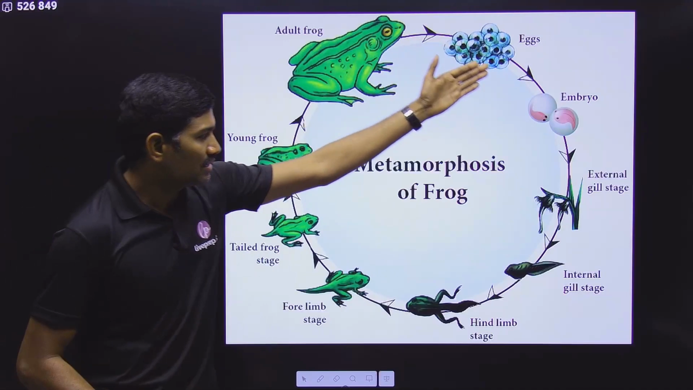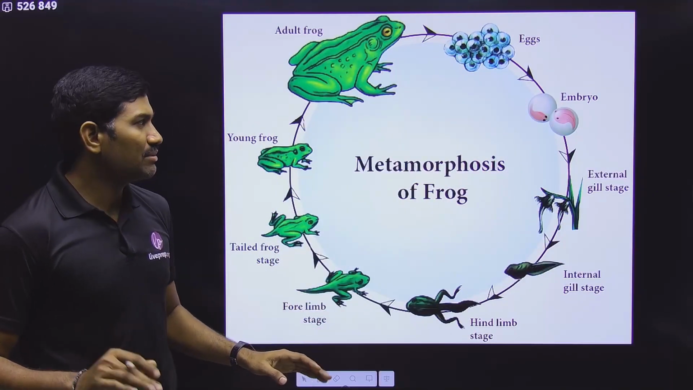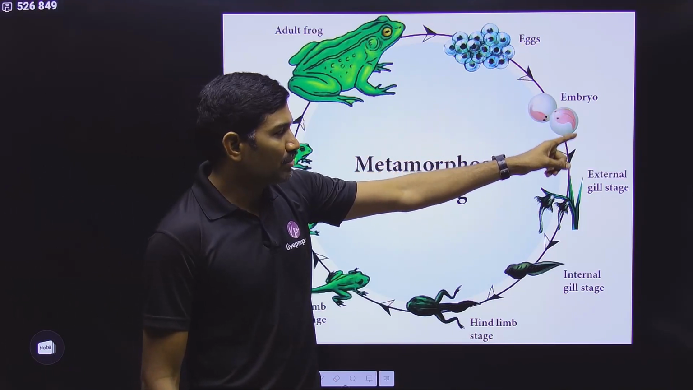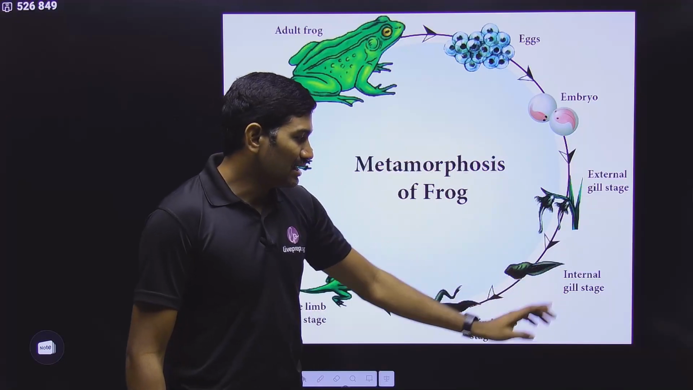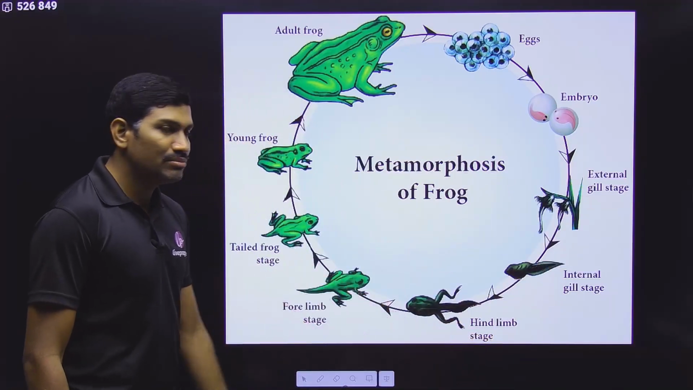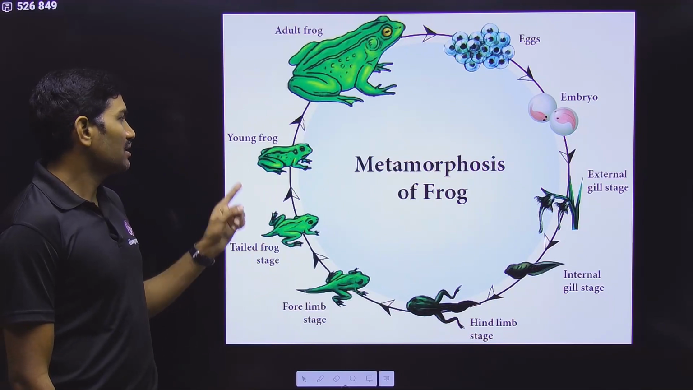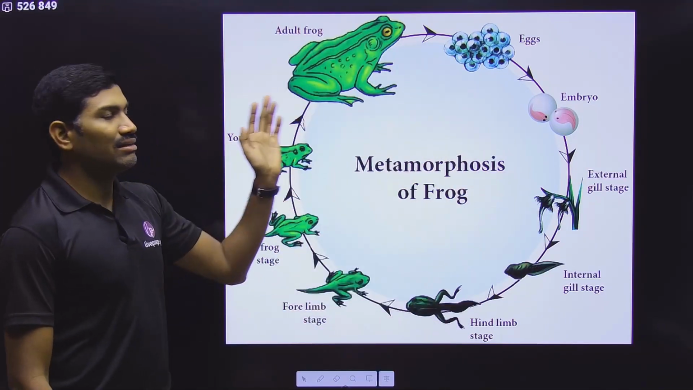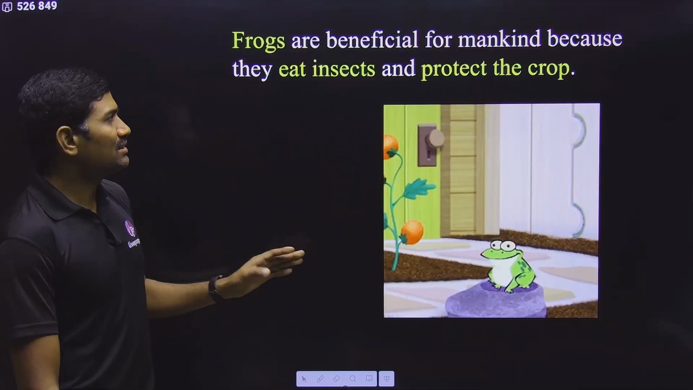Please observe carefully. These are all the stages, but they are not needed to remember for examination. Simply, eggs upon fertilization develop into embryo, and initially it develops into the external gill stage, then internal gill stage, then hind limb stage, then forelimb stage, then tailed frog stage, then young frog, and then adult frog, and once again the cycle repeats. This is about the stage changes for the frog.